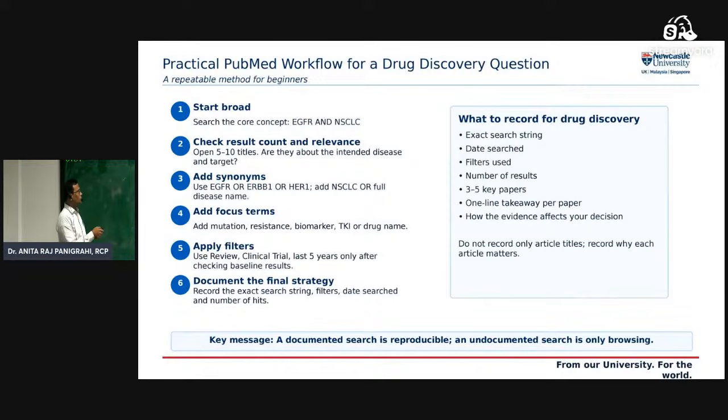Okay, then this is the one: start broad. Then check result count and relevance. That means once you got it, first you check the 5 to 10 titles, whether it is okay or not. Then you have to add synonyms, then add focus terms, then add filters, then document the final strategy.